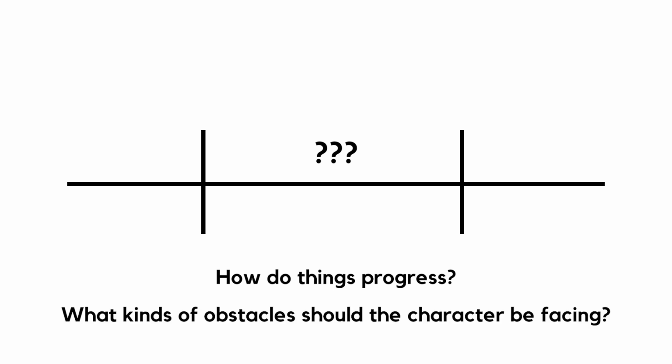A lot of writers think of their screenplay in 3 acts. The beginning of the story establishes the characters and starts the conflict. The middle of the story is where things progress and the character must face many different obstacles. And the end is where the climax is reached and the story resolves. This is a pretty standard understanding of stories. But what is actually supposed to happen during that middle section of the story? How do things progress? What kind of obstacles should the character be facing?